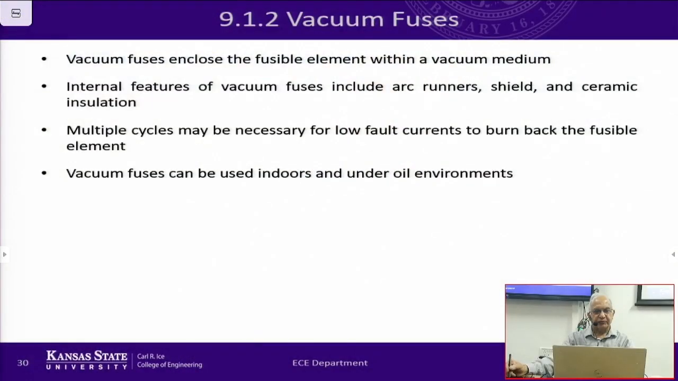Vacuum fuses include a fusible element within a vacuum medium. The previous fuses that we talked about, the expulsion fuses, are just inside a tube and that's about it. But there are some vacuum fuses which will be inside a vacuum. Internal features of vacuum fuses include arc runners, shield and ceramic insulation. Multiple cycles may be necessary for low fault currents to burn back the fusible element. Vacuum fuses can be used indoors and in oil environments. These are more expensive, so typically they are not used as much.